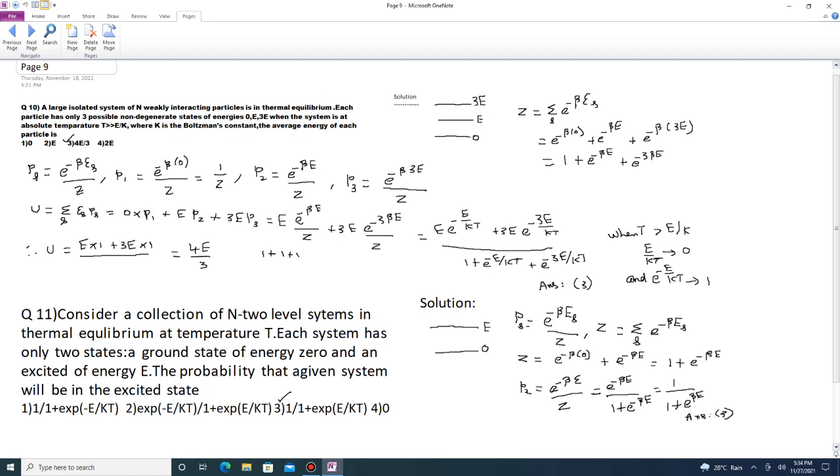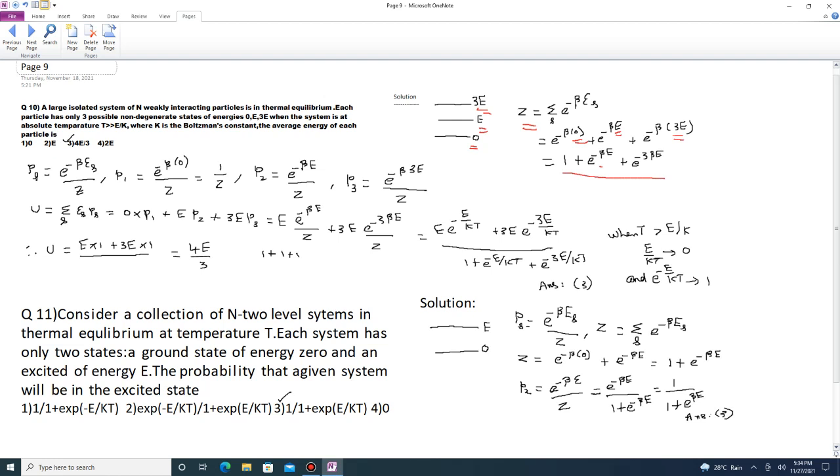Here the energies are 0, E, 3E, and these are non-degenerate states. Therefore, the multiplicity of the levels is 1. So you have to use the expression for Z. Z is equal to the summation over s of e power minus beta E_s. So E1 is equal to 0, E2 is equal to E, and E3 is equal to 3E. The partition function will be 1 plus e power minus beta E plus e power minus 3 beta E.